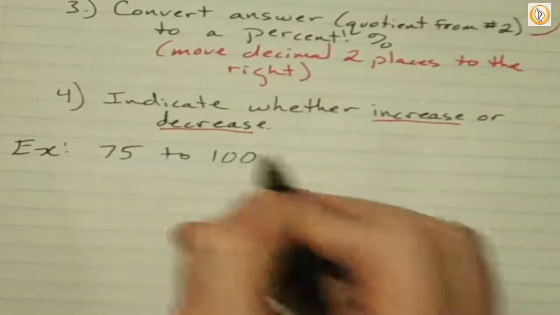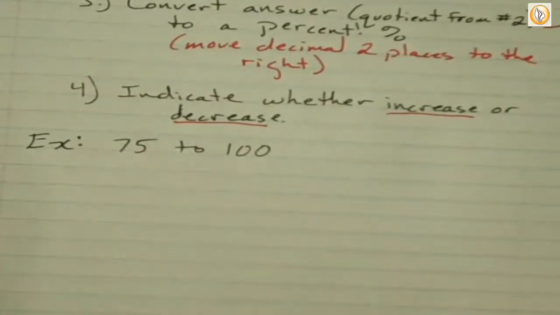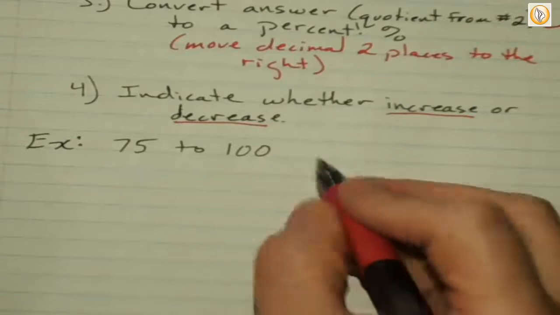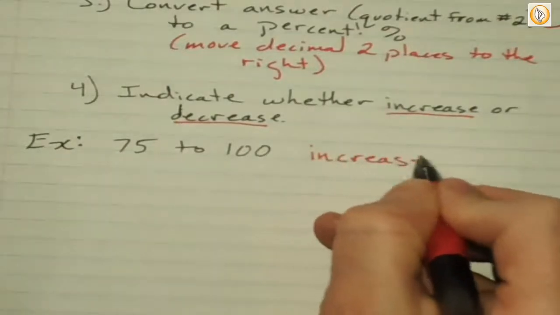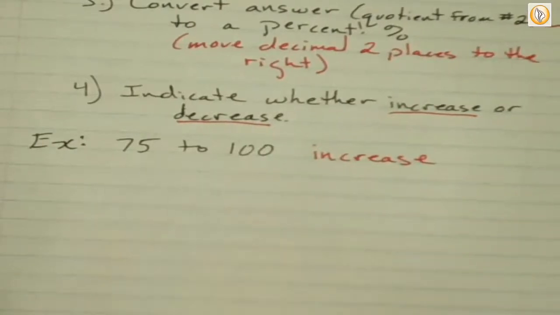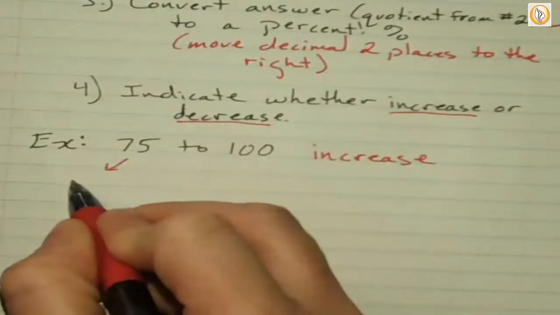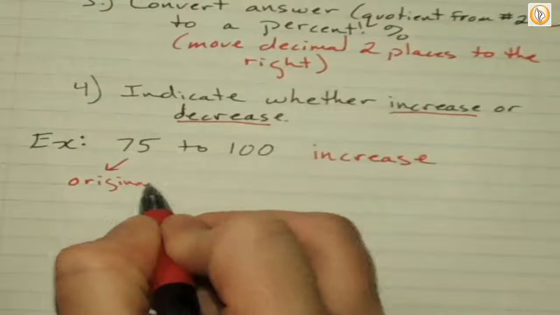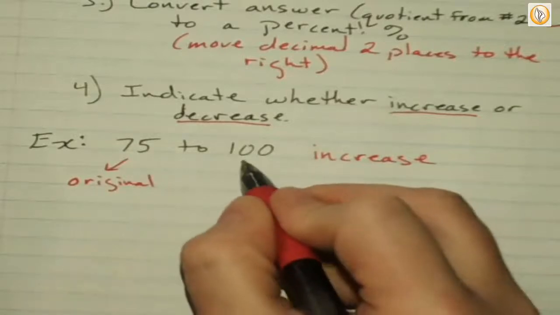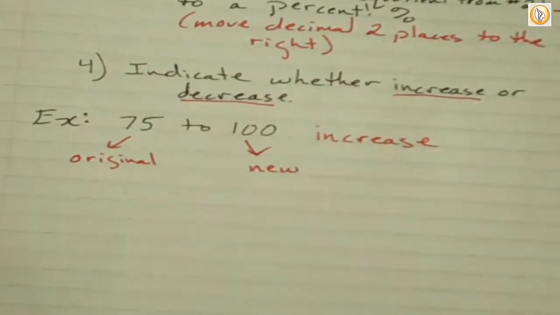$75 to $100. That's all I'm going to give you. Okay, if you're going from 75 to 100, is that an increase or decrease? Kelly? Increase. That's right. That's an increase. So we now know that. So Joseph, what's the original amount here? 75. That is correct because we're going from 75 to 100. That's the original amount. So therefore this is the new amount.